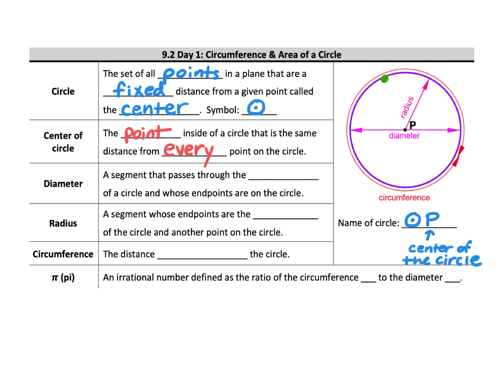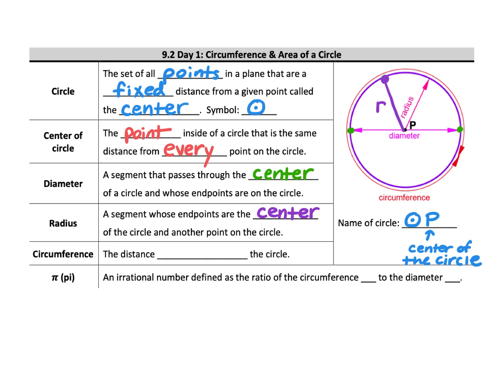Diameter is a segment that passes through the center of a circle whose endpoints are on the circle. So notice in the diameter drawn here, the endpoints are on the circle and the diameter is just the distance across. Now the radius is going to be half the diameter. A radius is a segment whose endpoints are the center of the circle and another point on the circle. So if I pick this point right here and go there, that's the radius.